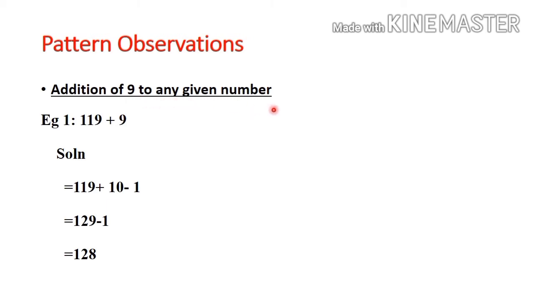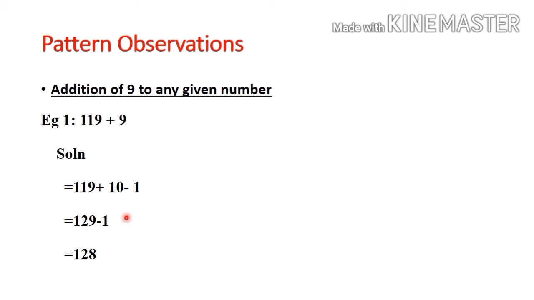So what is the first question? 119 plus 9. Normally you will add up and write, but they are giving an easy method for mind calculation. 9 can be written as 10 minus 1. So 119 plus 10, what is the answer? 129. You can do it in your mind without paper and pen. Now 129 minus 1, you will say 128. It is an easy calculation, right?